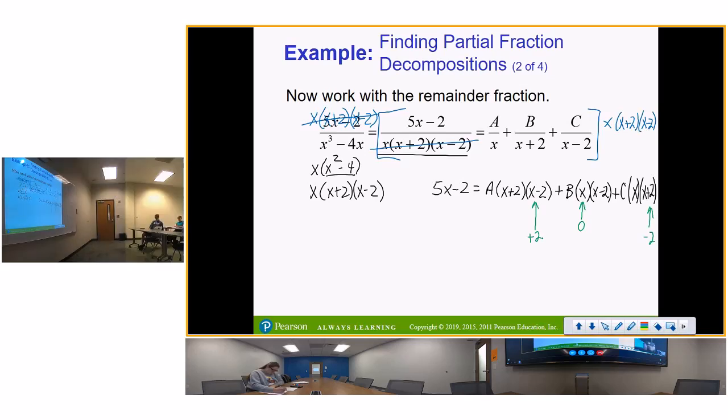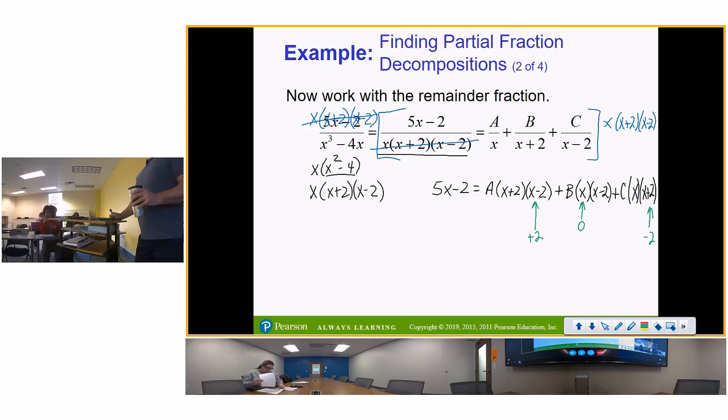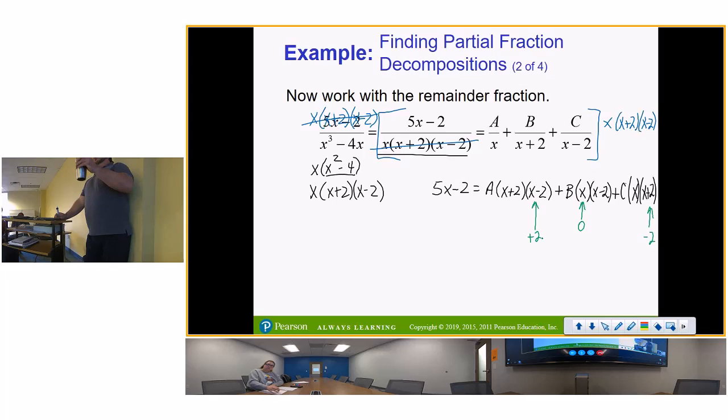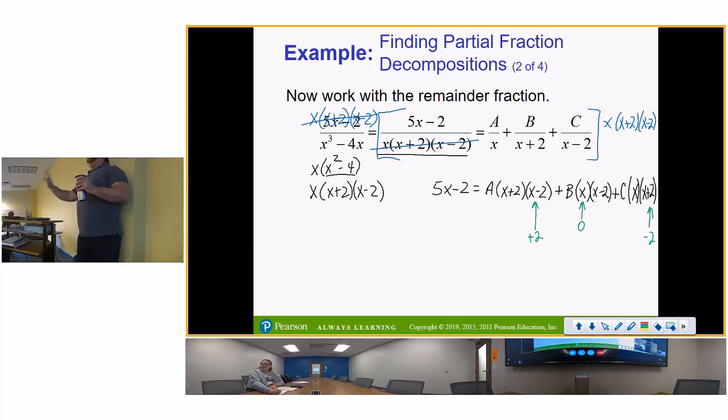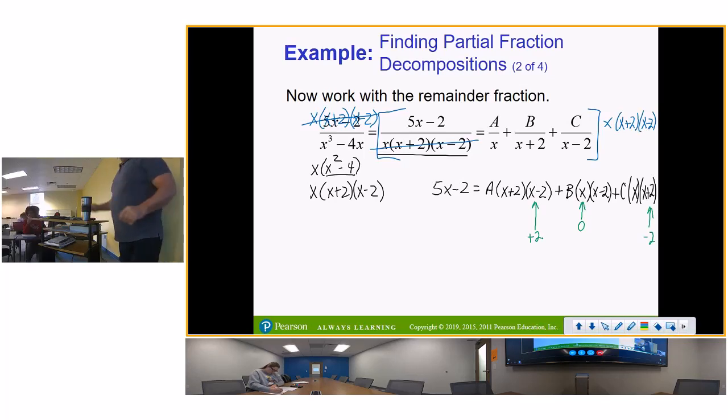I'm going to set the first one 0, so that means 5 times 0 minus 2 is equal to, well, the 2 with the x's, what are they going to do if you plug in x is equal to 0? What's b and c going to do? I'm wanting interaction there. Say it a little bit louder. Go away. They will. The b and the c, when you plug in 0 for x, they're going to go away. Right.